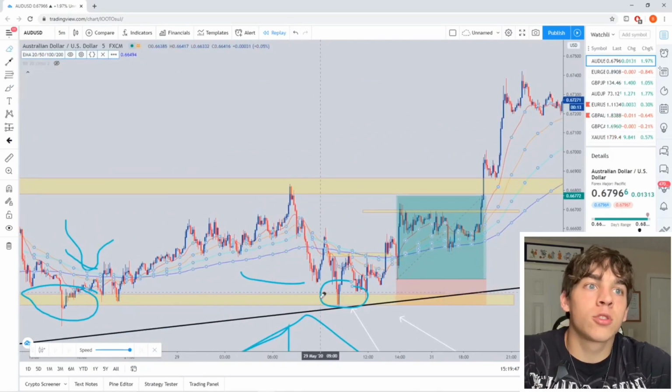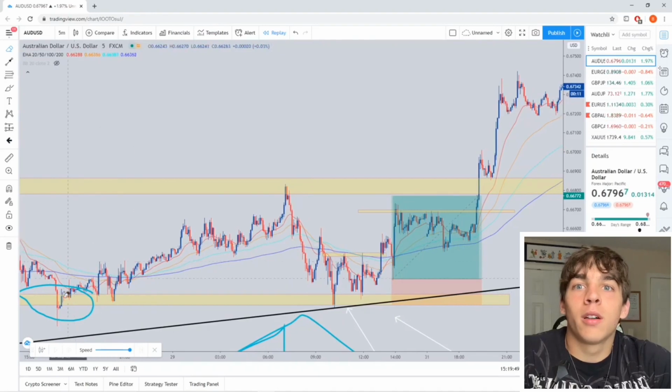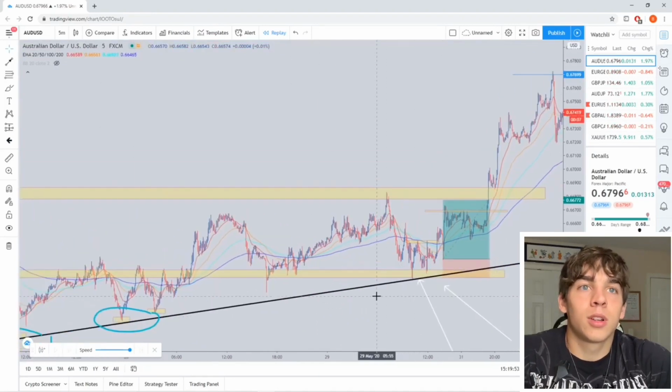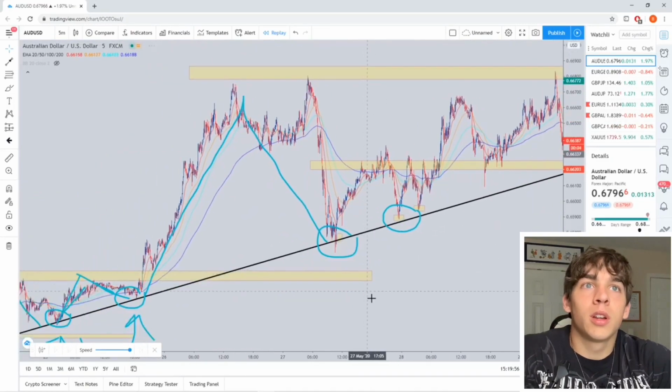So let me get my eraser out. I just want to erase all these arrows that I drew out. All right. Okay, so this should be good.